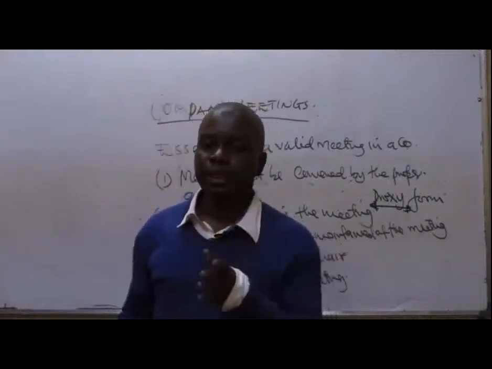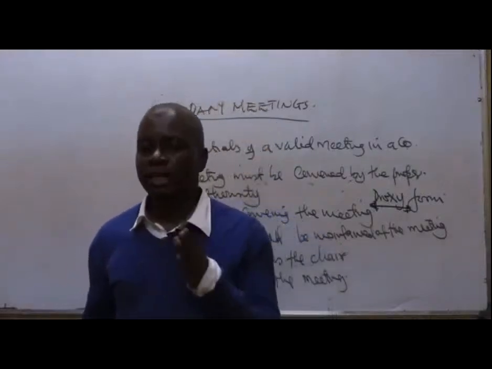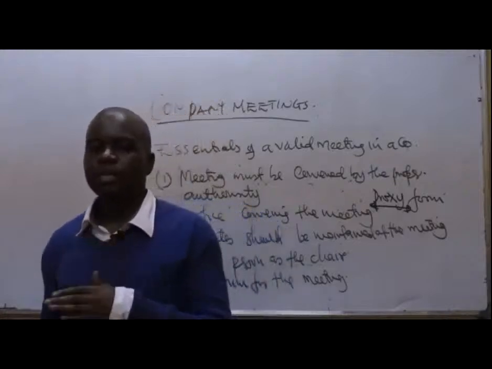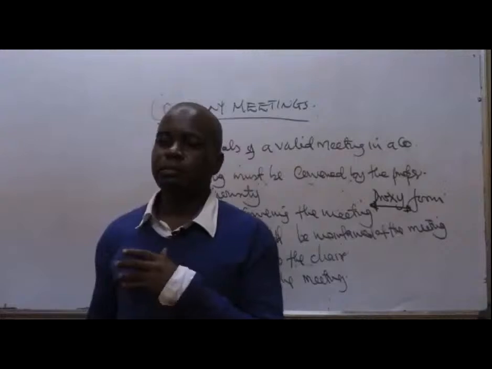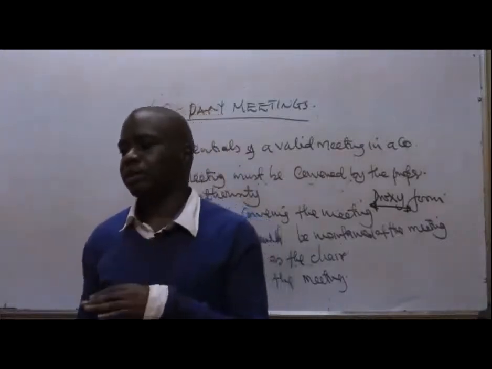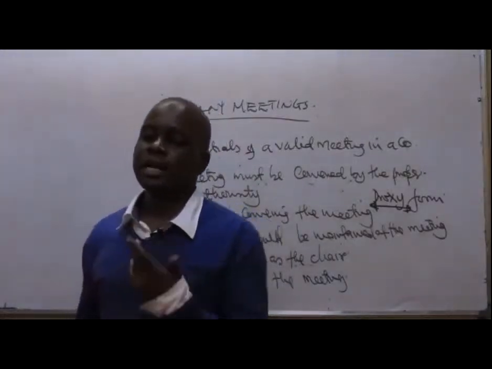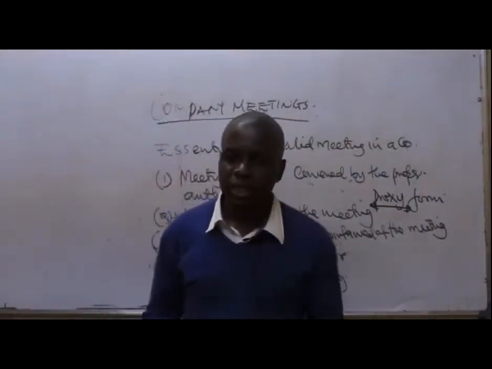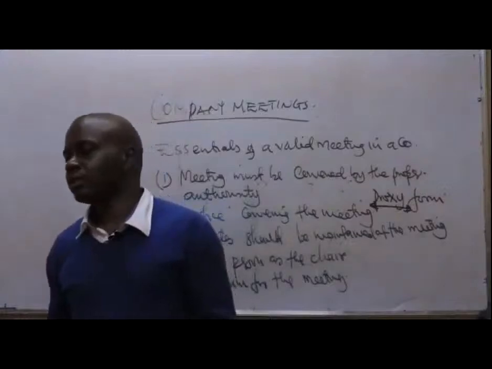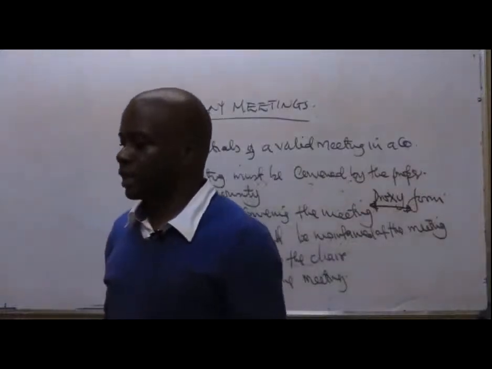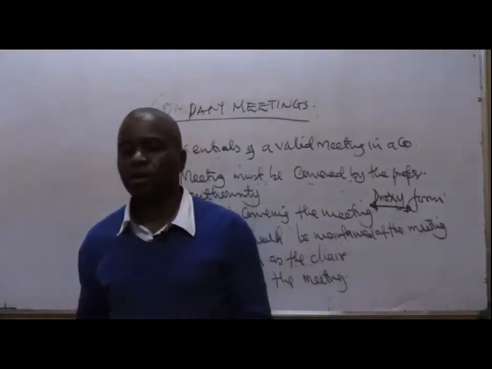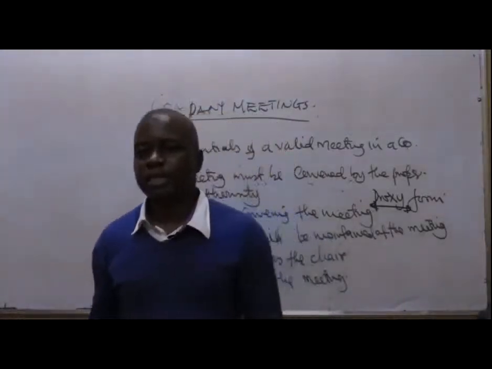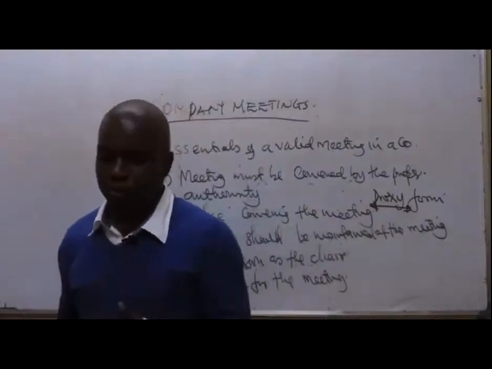It doesn't need a special resolution. It just requires an ordinary resolution. So long as it is 50% plus approved, the company can proceed and appoint such a person as a director. Another example is approval of the annual accounts, approval of the annual dividends or proposed annual dividends, approval of the appointment of the auditors of the company. So those ones just require an ordinary resolution, among other resolutions.